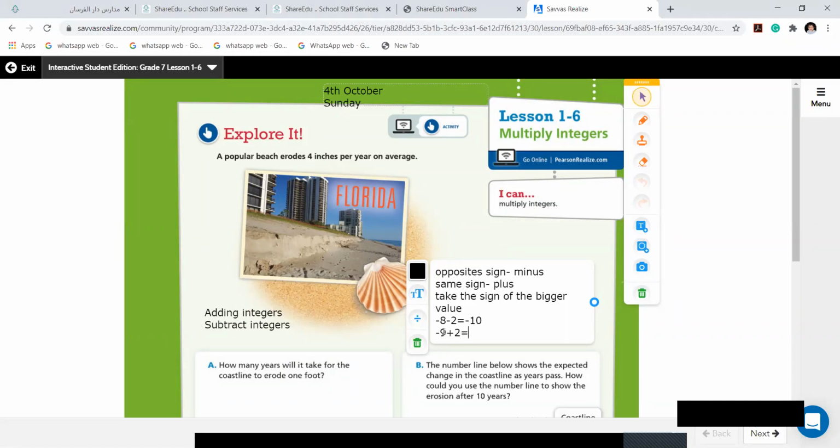If you see opposite sign, never plus it. When they are not the same, they will never love each other. They will always fight. That means negative. You will minus it, okay? So what is 9 minus 2? 7. And what is the sign? I'll put the sign minus because the bigger number is minus. Do you get this?